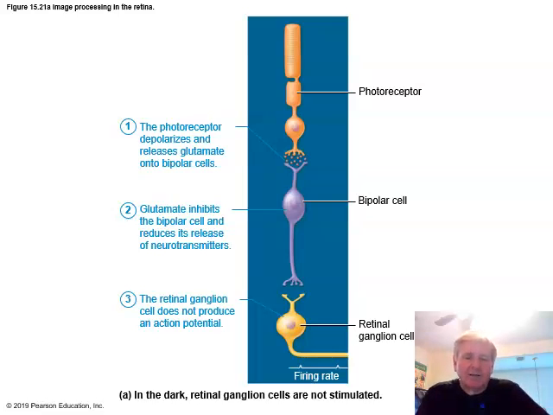So again, in the dark, the retinal ganglion cells are not stimulated, mainly because the photoreceptor depolarizes and releases glutamate. Glutamate then inhibits the bipolar cell and reduces the neurotransmitter. Therefore, you don't get an action potential in the retinal ganglion cell. So you don't see an image in the dark.